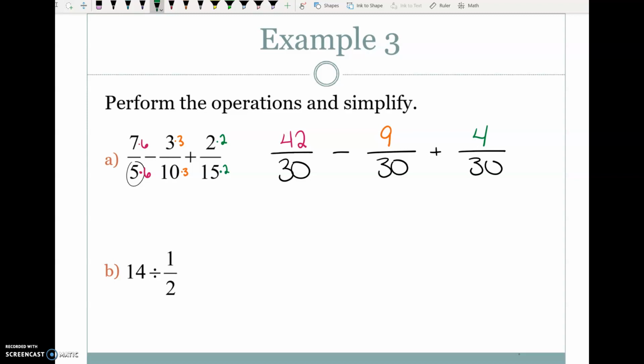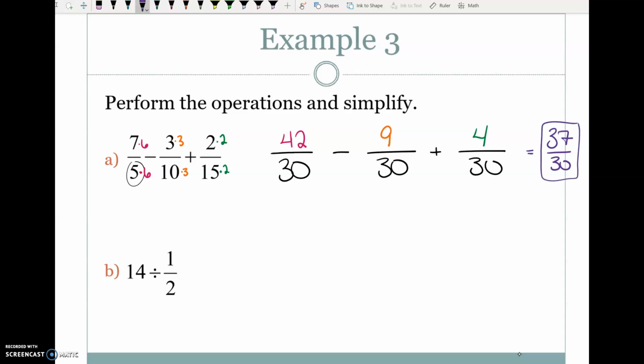Now we have 42 minus 9 plus 4, that's 37. And our answer is going to be over 30. And you can try to simplify that. I don't think that one simplifies. It does not. So 37/30 is our answer.